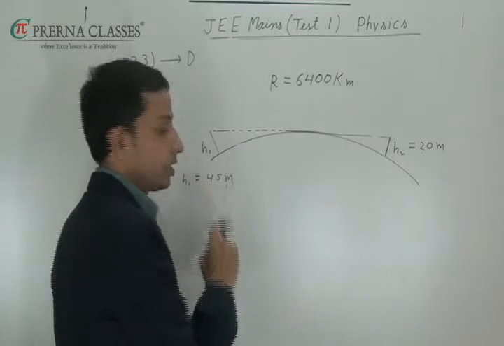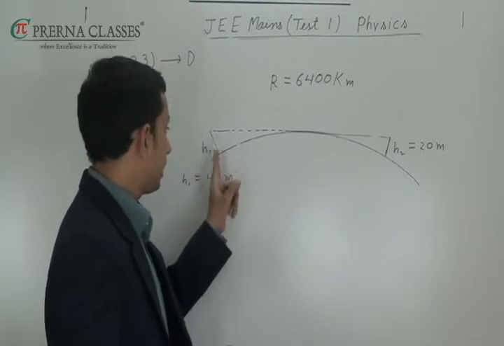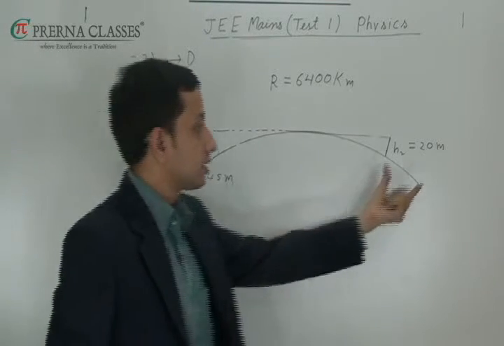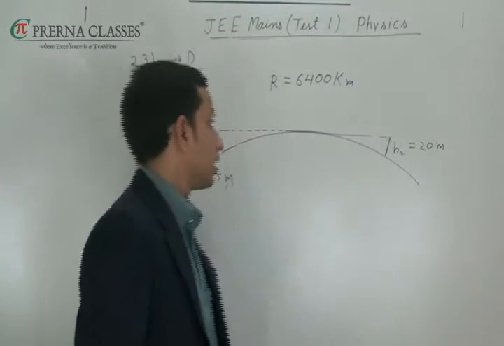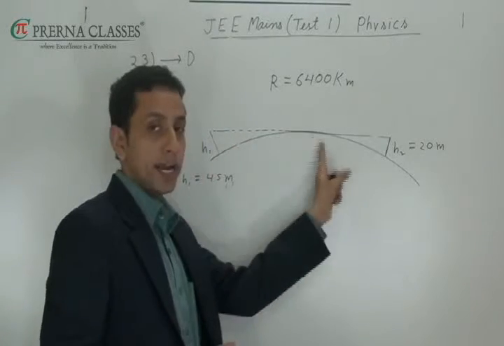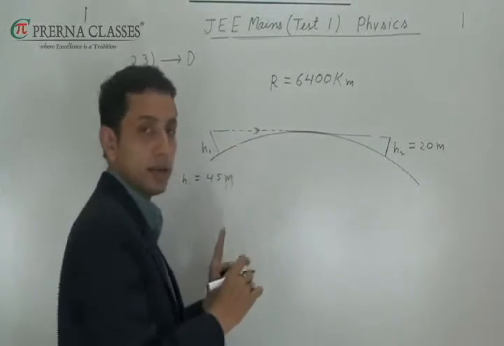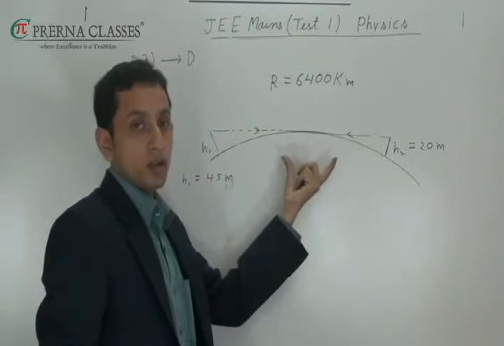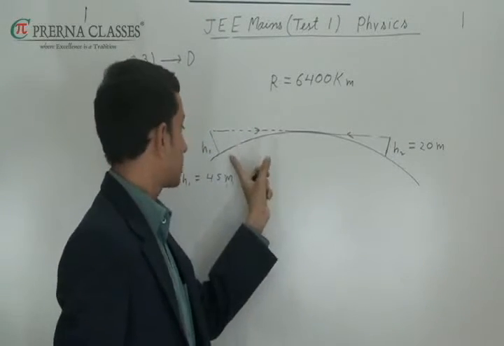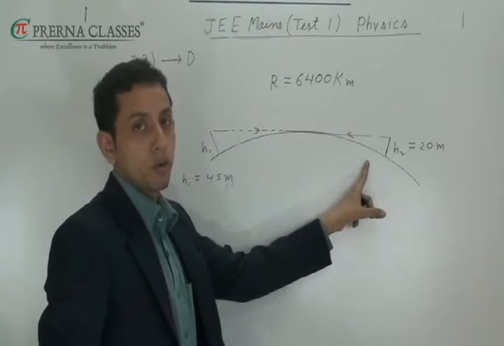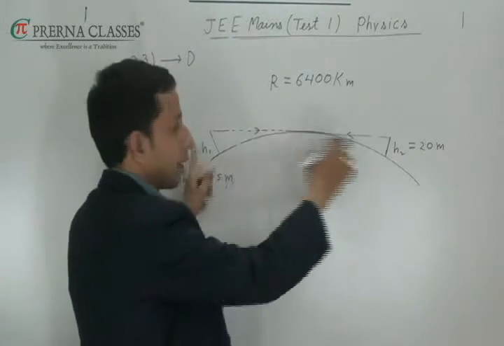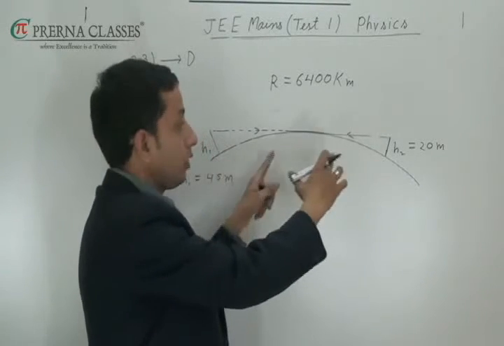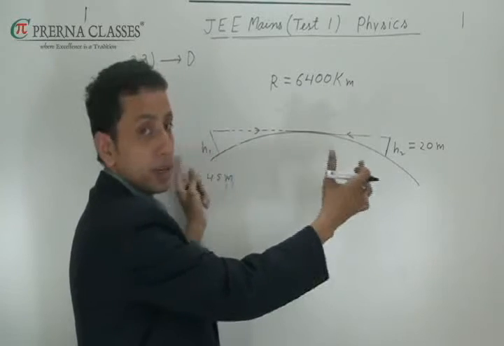Come to question number 23. In this question we have been given two antennas on the earth surface. One is having height 45 meter, second one is having height 20 meter. Now for line of sight communication, means there should be direct communication between them, what should be the maximum distance between these points? Means what can be the maximum distance between these two antennas so that they will be able to communicate satisfactorily between them.